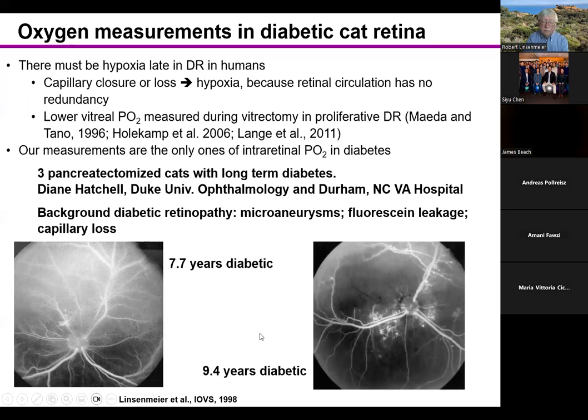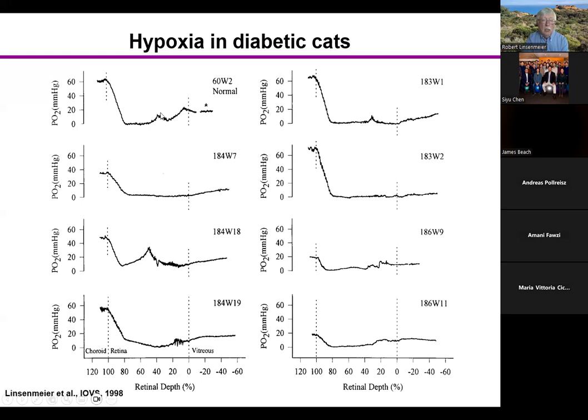But it took a long time. So what did the oxygen environment of these animals look like? Well, here's a normal profile at the top, but many of these animals had no oxygen in the inner retina. As you can see, the profiles are quite flat. Sometimes there is a peak in the inner retina, indicating that not all the blood vessels are gone, and the oxygen level is provided to some extent by the retinal circulation. But a lot of these profiles look very abnormal.